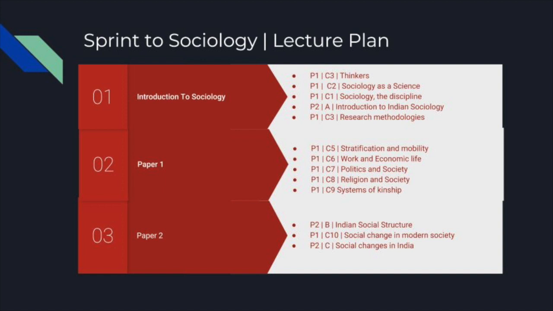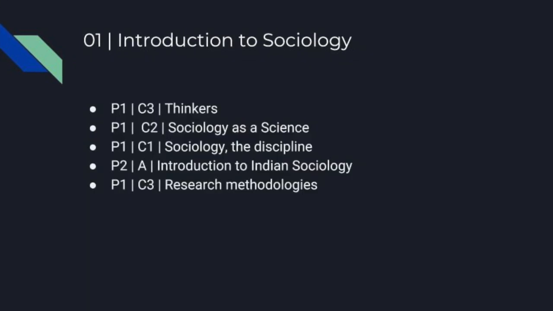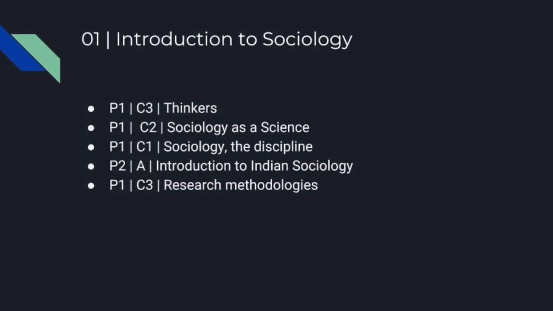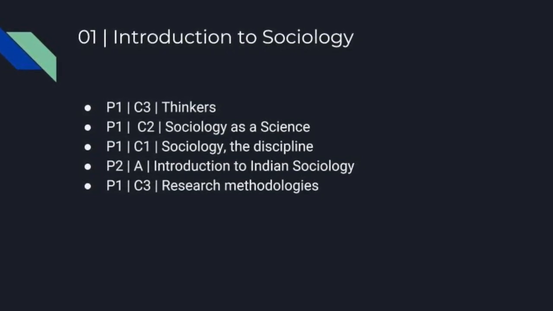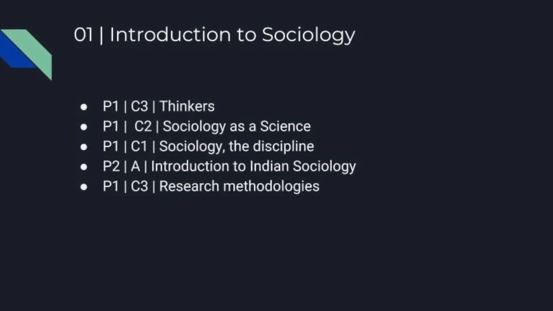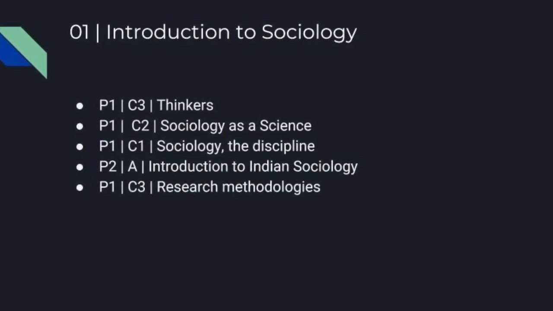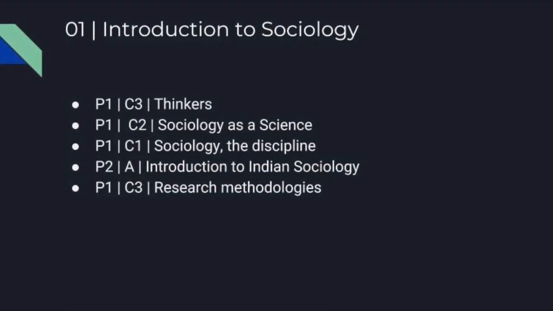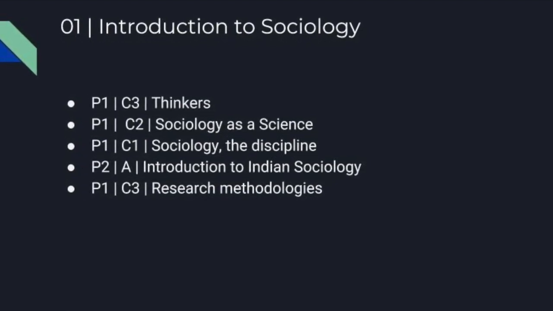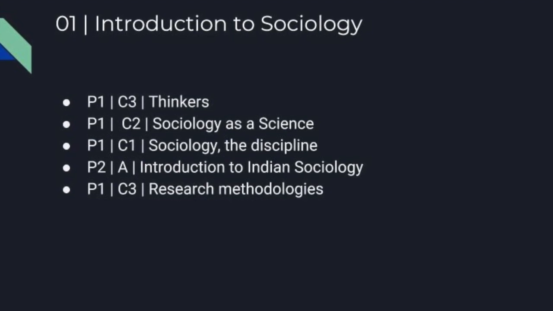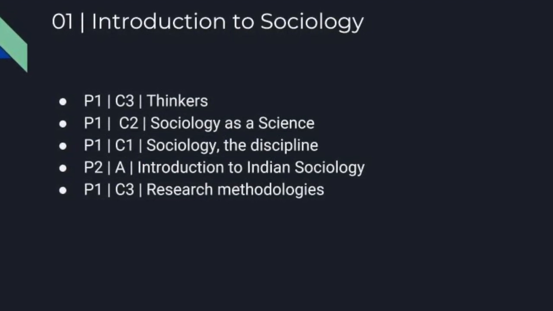The whole Sprint to Sociology will be divided into three phases. The first phase, which this video will talk about, is the introduction to sociology. Here we'll be doing around 4 chapters from paper 1 and 1 chapter from paper 2. This phase will give you an introduction to what sociology is all about, what the different perspectives are, what the research methodology is, how sociologists conduct sociological research, and a little bit of introduction to Indian sociology in paper 2.